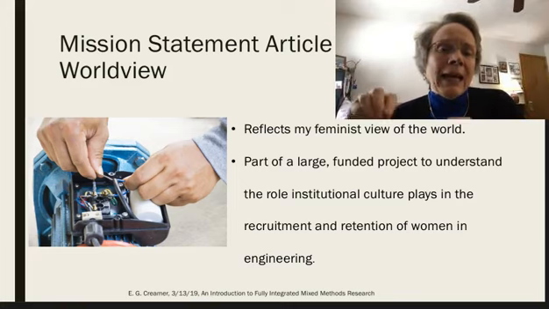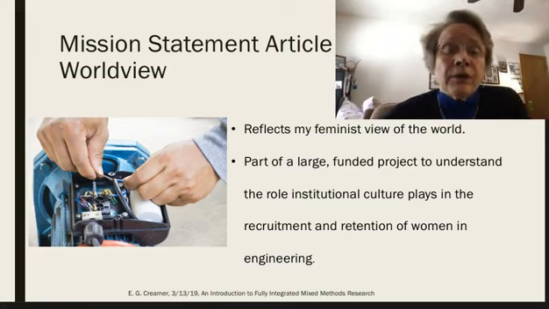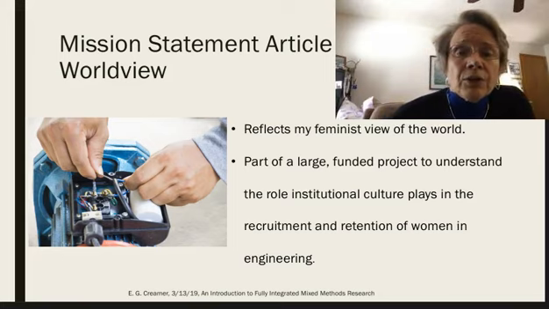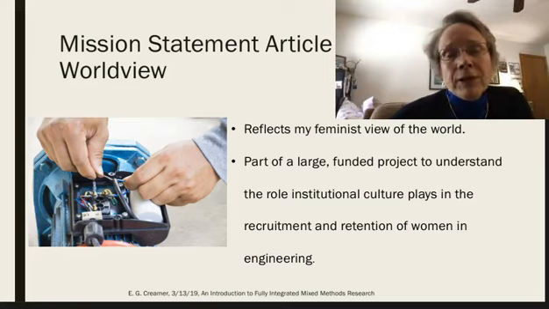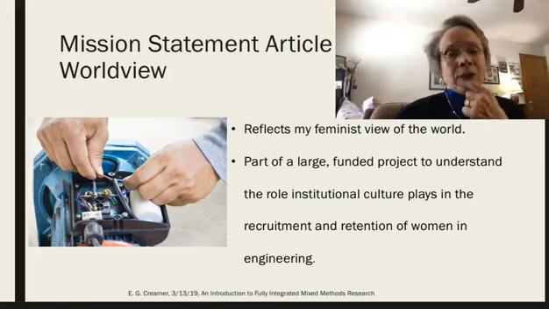It was the tail end of a very large, almost 10-year project funded through several National Science Foundation grants to try to understand the role that institutional culture played in the recruitment and retention of women at the undergraduate level in engineering. And I put the engine there because I will put a little punchline to that study, which I'll tell you a little bit later.